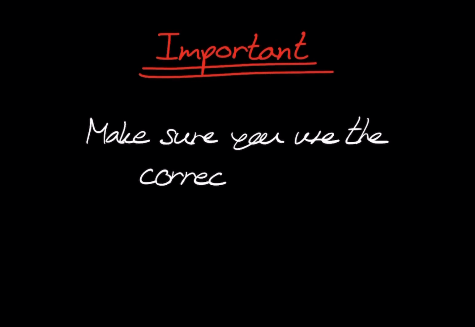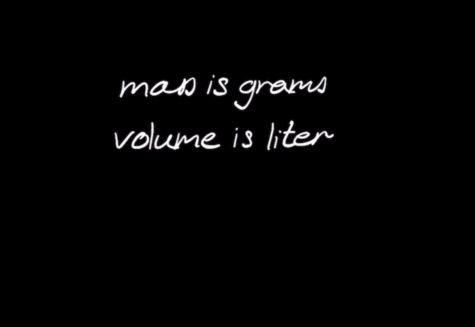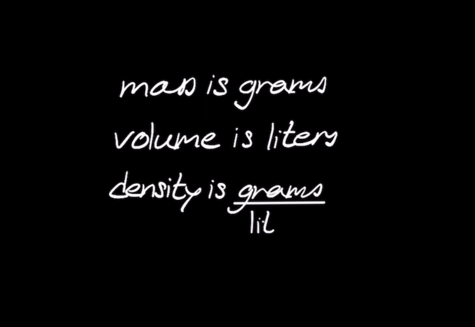However, there's one very important thing that you need to look out for, and that is making sure you use the correct units. Throughout chemistry, you're going to be given many equations, and they may use different units, so be sure to remember which units you need for which equation. For this equation, the unit for mass is grams, and the unit for volume is liters. And because density is mass, which is grams, divided by volume, which is liters, the unit for density is grams per liter. If you don't have the correct units, you will need to use dimensional analysis to get them.